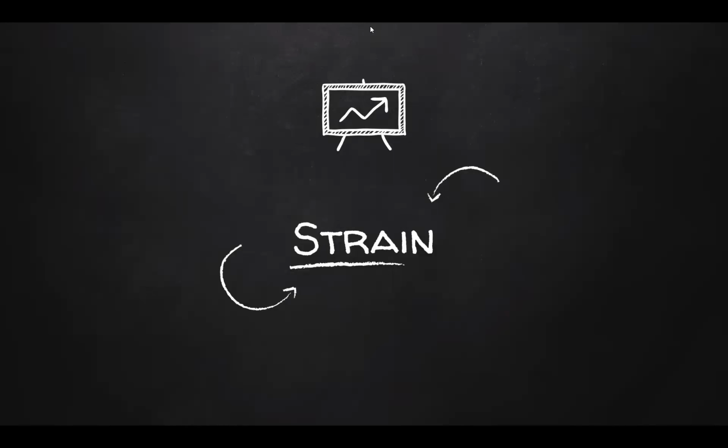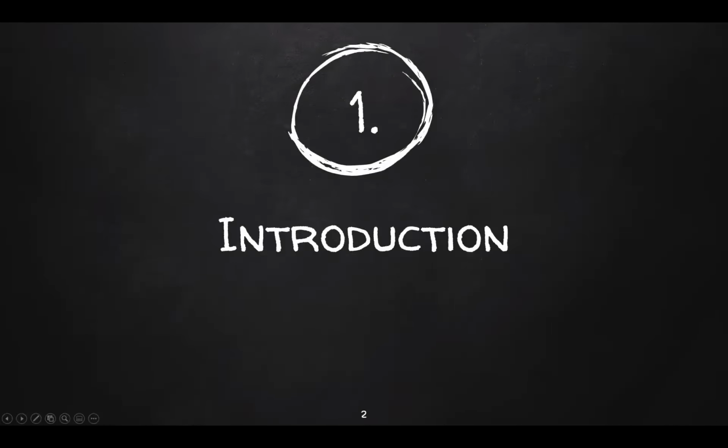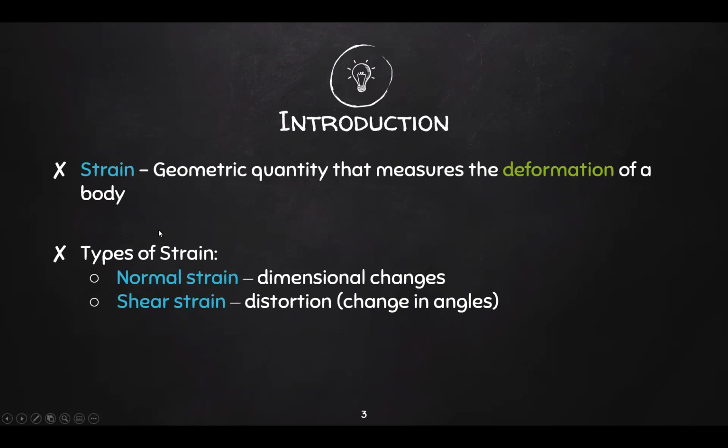Okay, so for the past few lessons, our topic was stress. Now we're going to talk about the result or the effect of stress, which is strain. So strain is just basically deformation. So let's talk about that. Let's have an intro. All right, so strain is just a geometric quantity that measures the deformation of a body.